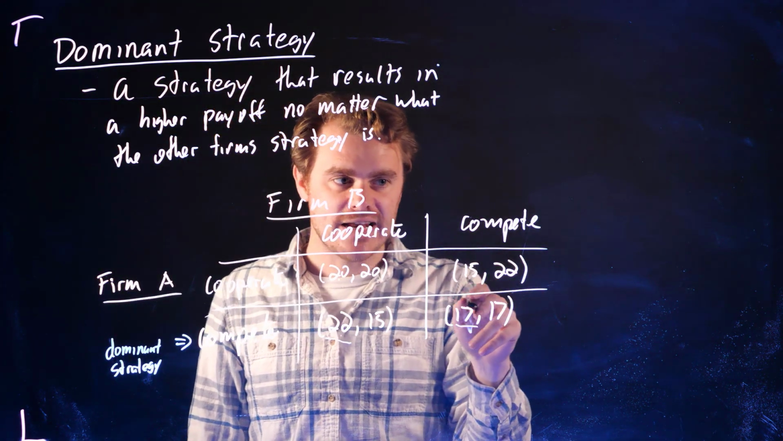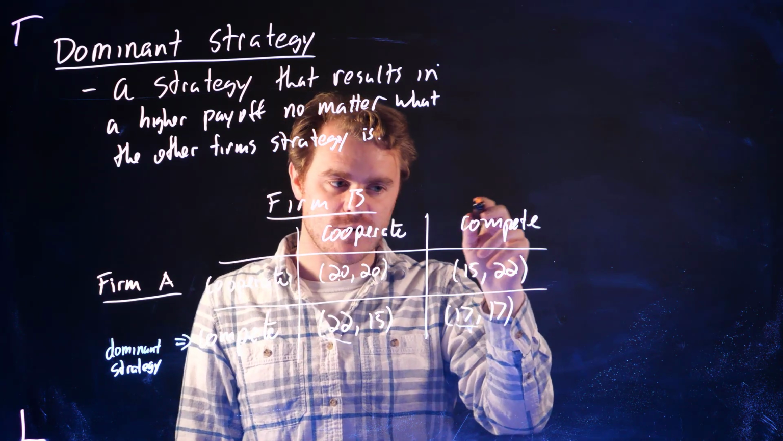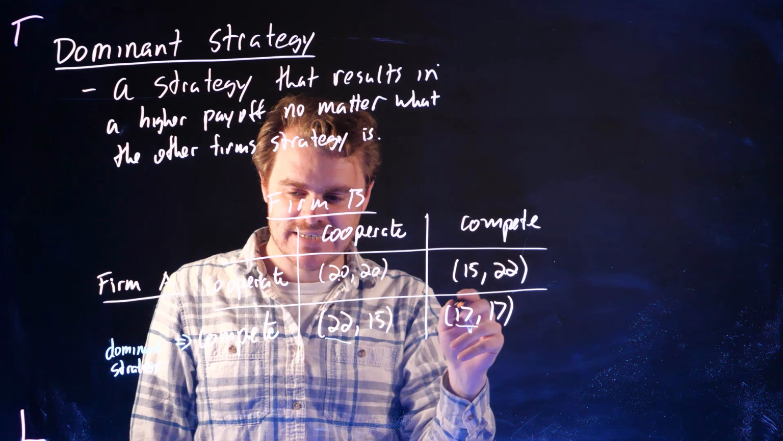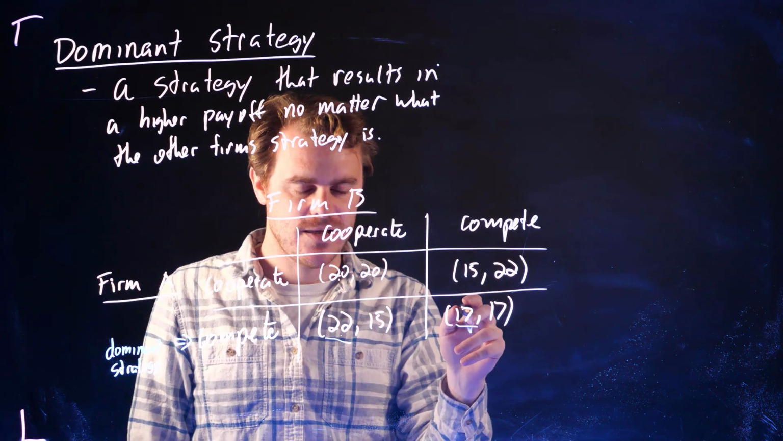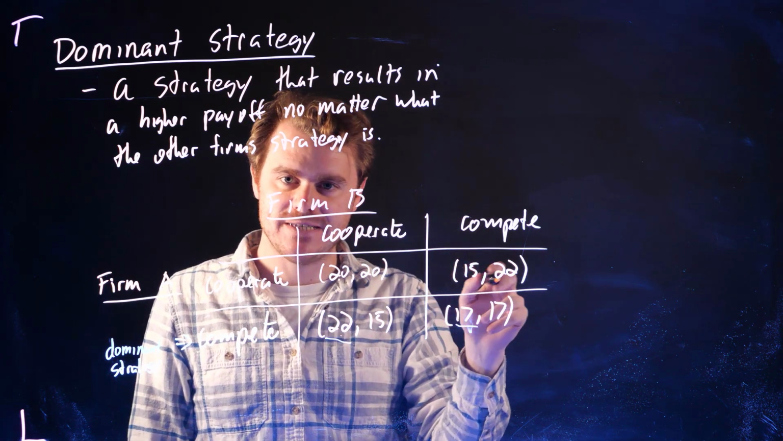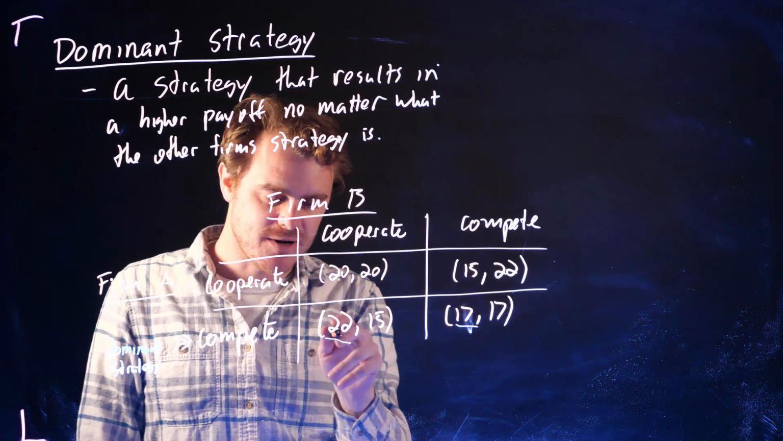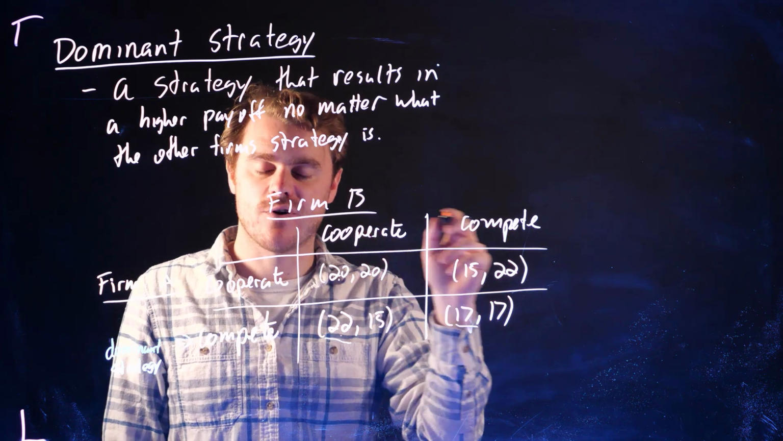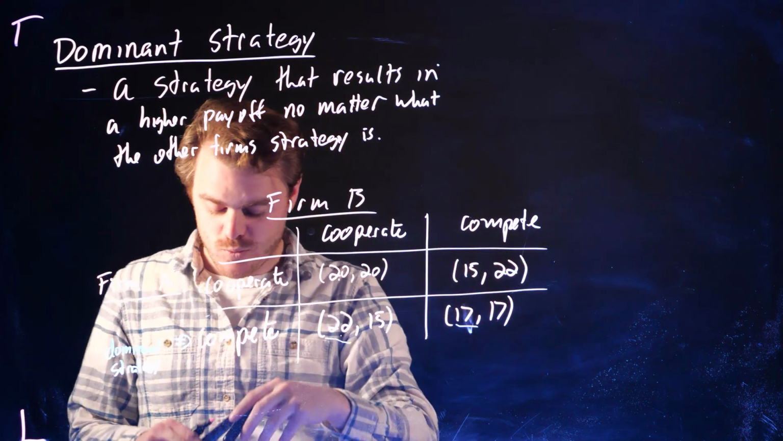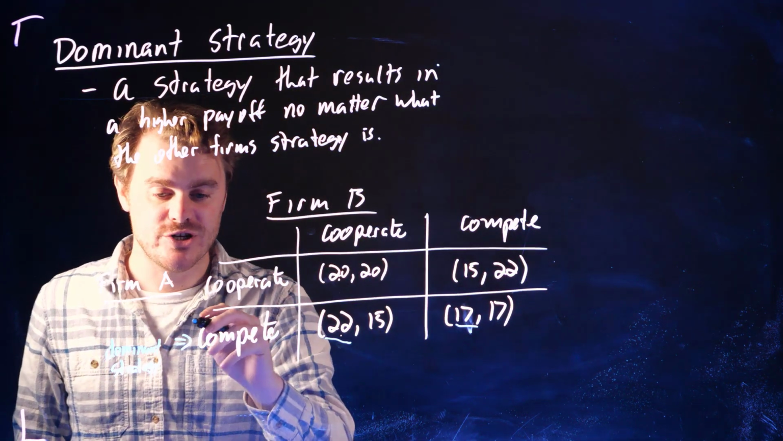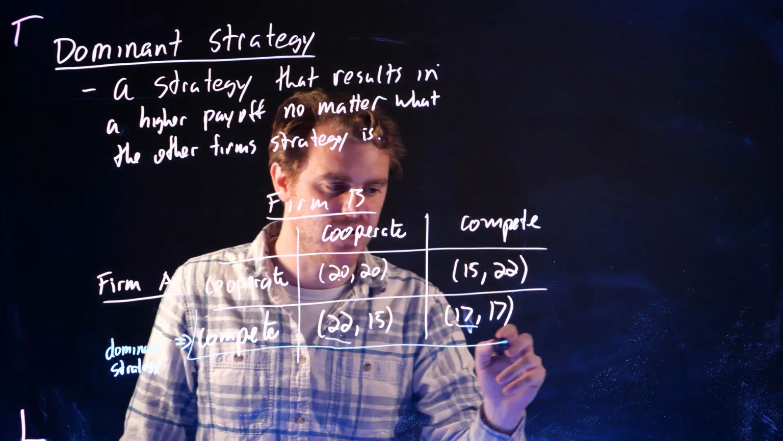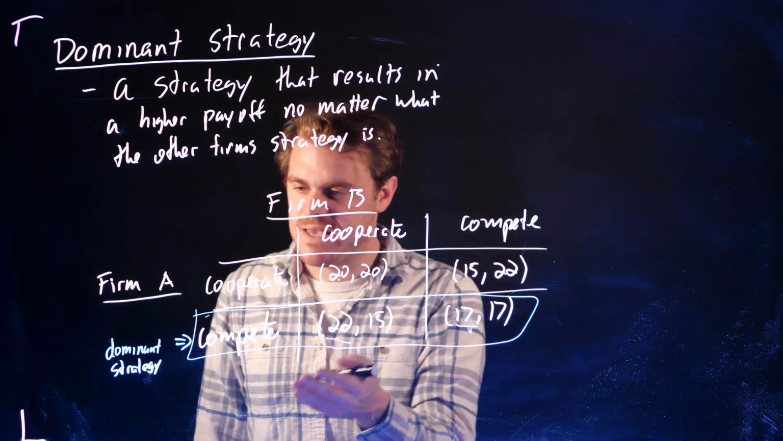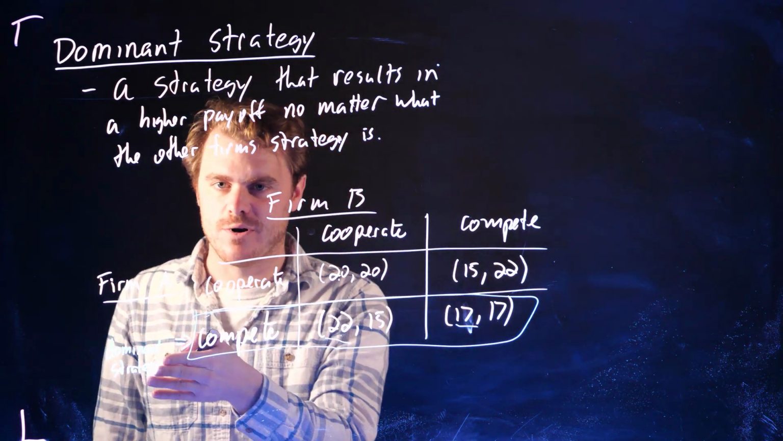And that's true again if the other firm's competing. So if the other firm competes, we'd get 17 if we competed, if we're firm A. But if we cooperated, we only get 15. So the payoffs from competing are higher no matter what the other firm does. And so this means that no matter what, we should just always play this strategy of competing. So competing is a dominant strategy for firm A.